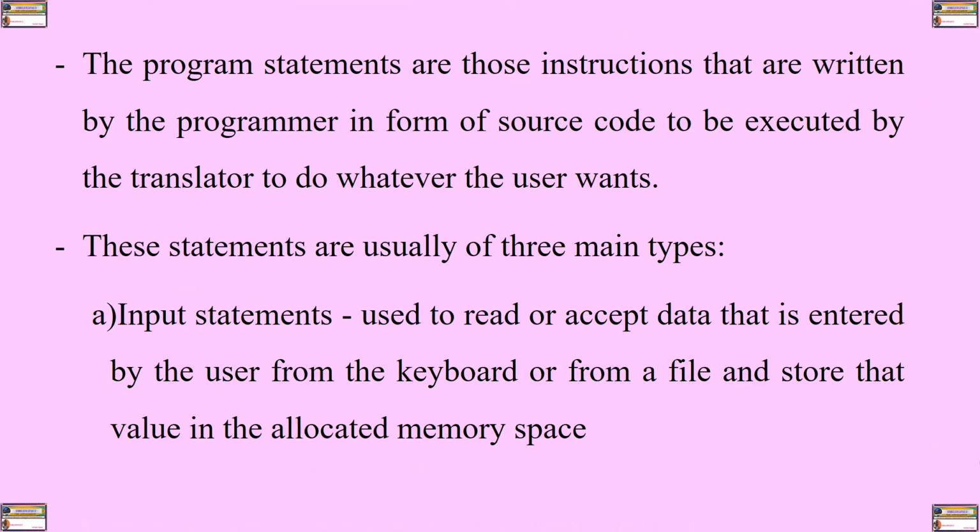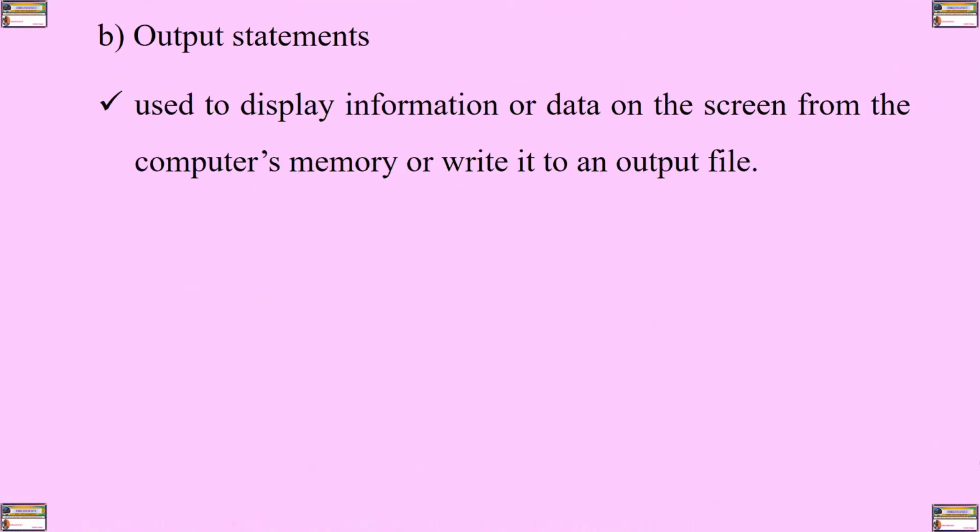The first one is input statements. The input statements are used to read or accept data that is entered by the user from the keyboard or from a file and store that value in the allocated memory space. Number two is what we call the output statements. These are used to display information or data on the screen before the computer's memory or write it to an output file.